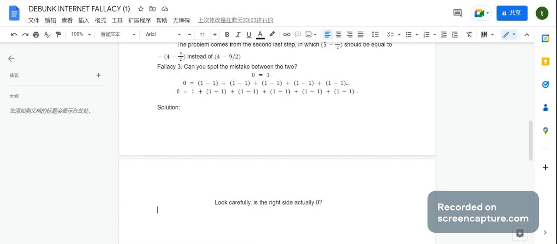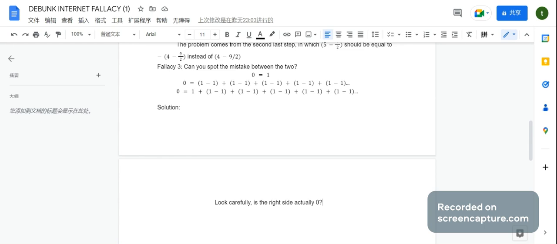Now let's talk about the third fallacy. Can you spot the mistake between the two? 0 is equal to 1 minus 1, blah, blah, blah, and then you plus 1. So the problem is, look at it carefully: is the right side actually equal to 0? In this case, it's not.